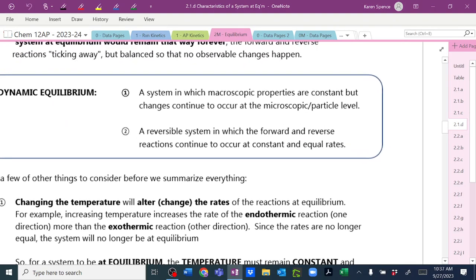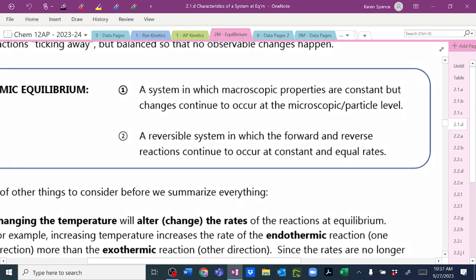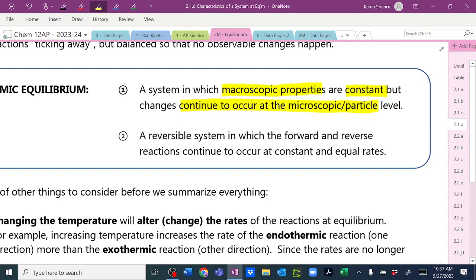Okay, here we go. Definition number 1: a system in which the macroscopic properties are constant, but changes continue to occur at the microscopic particle level. Now, people will say microscopic. I would argue that particle level is a better term because you can't really see the particles under the microscope either. But you will hear the term microscopic from time to time. So definition number 1: macroscopic properties are constant, but changes occur at the particle level.